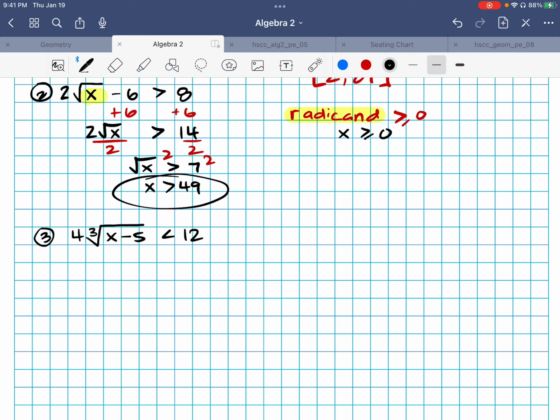Now, since our solutions are greater than 49, all of those are greater than or equal to 0, so we're just going to say the answer is x is greater than 49. In other words, it's all the numbers starting at 49 and that go off to infinity. So we can either write our answer in set notation or we can write it in interval notation. Let's take a look at one more example.